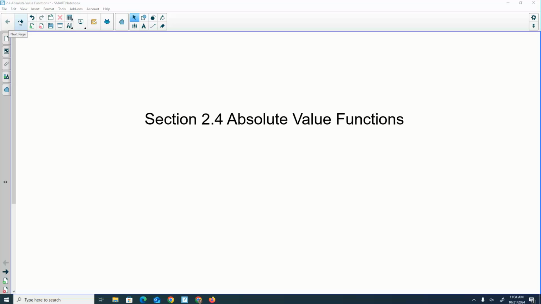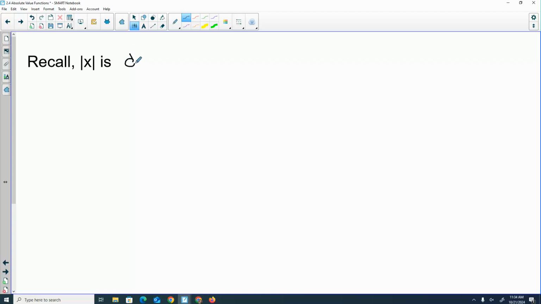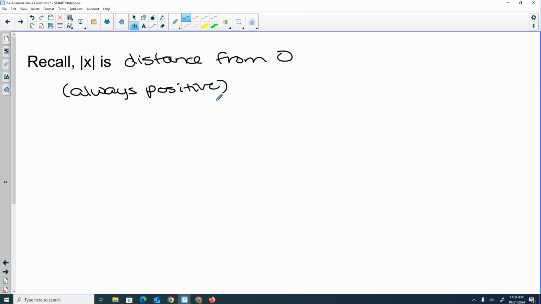What does absolute value do? I mean, we've graphed the absolute value function. What is absolute value? Makes everything turn positive. In general, it's measuring distance from 0. And distance is always positive. So no matter what you plug in, you get out a positive answer.